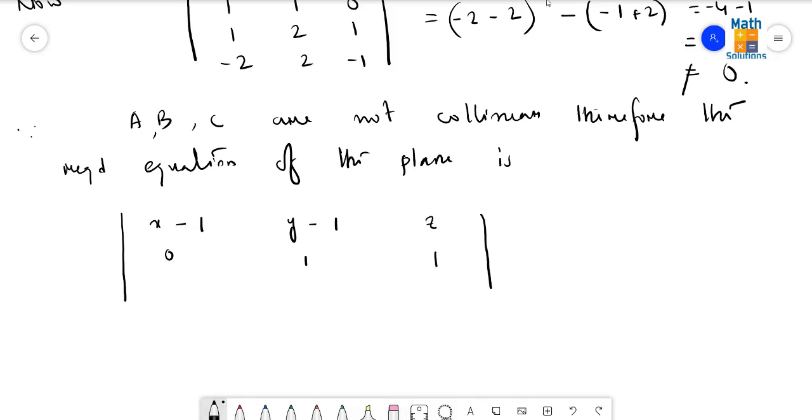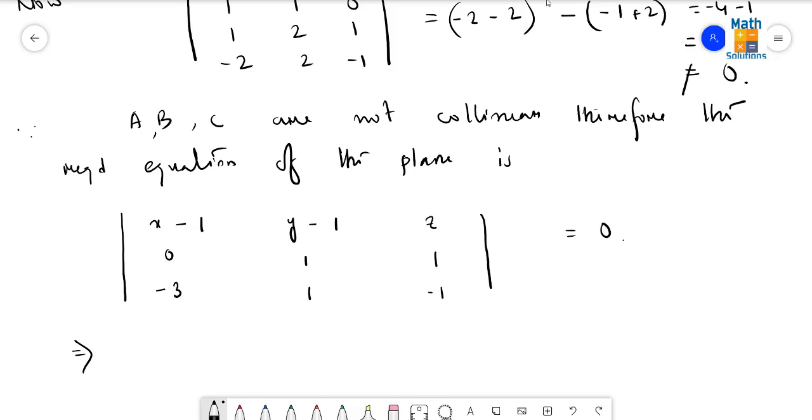Next is x3 minus x1. That means here it is -3. Then y3 minus y1 means it is 1. Then z3 minus z1, so it is of course -1. So this result will be equal to 0. The answer should come as 0.